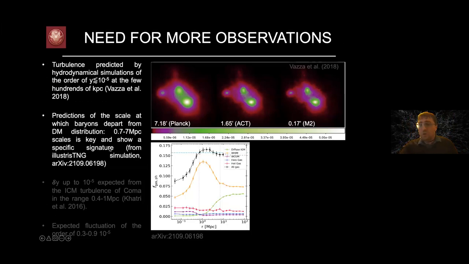We have predictions of the scale at which baryons depart from the dark matter distribution. This is an important prediction. This happens at angular scales from 0.7 to 7 megaparsec, and it's a clear signature. It's a clear prediction from this paper here by Nabila, Aghanim, and other colleagues.